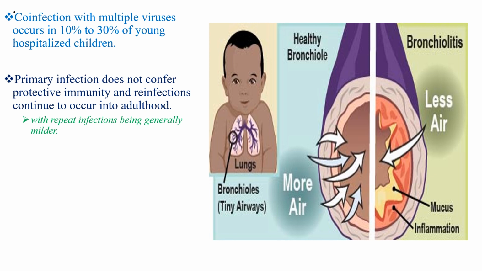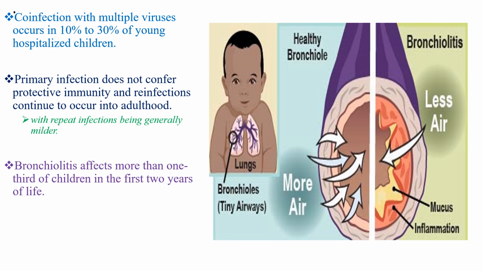Primary infection does not confer protective immunity, and reinfection continues to occur into adulthood, but with repeated infection it is generally milder. Bronchiolitis affects more than 1/3 of children in the first 2 years of life, and it's the most common cause of hospitalization less than 1 year of age.